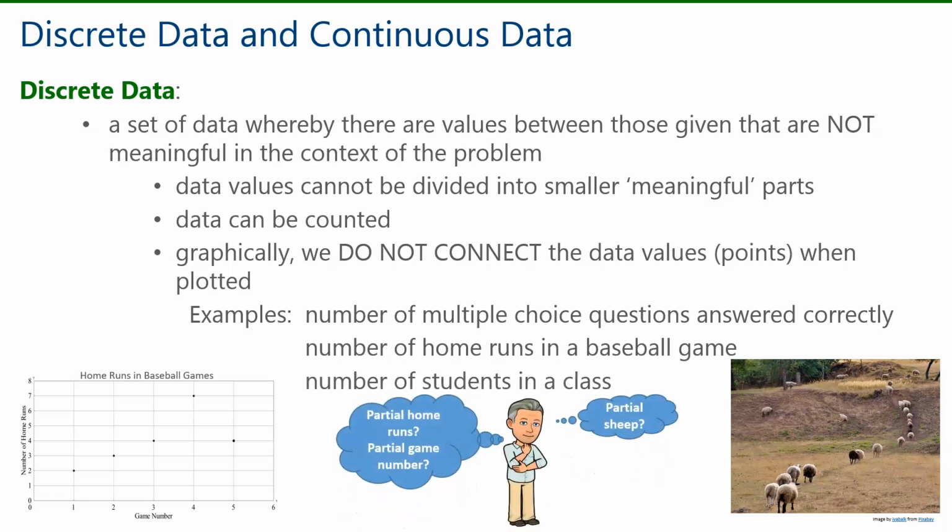The number of students in a class. We cannot have partial students. So, partial home runs doesn't make sense. A partial game number doesn't make sense. Partial sheep. In the context of counting sheep, partial sheep does not make sense.